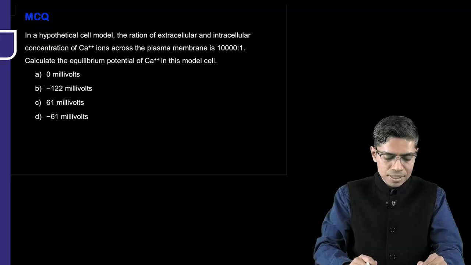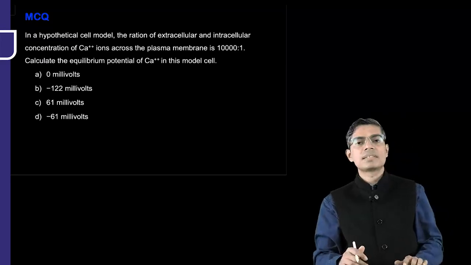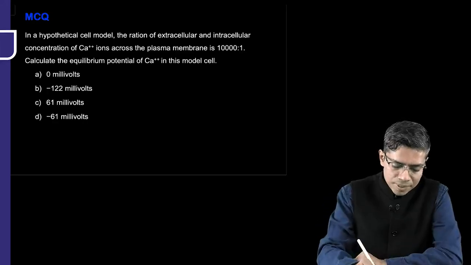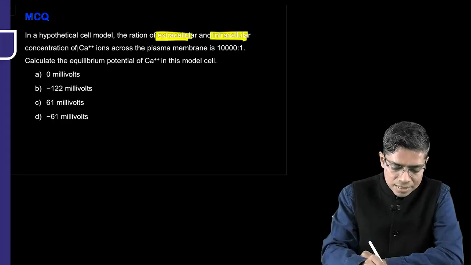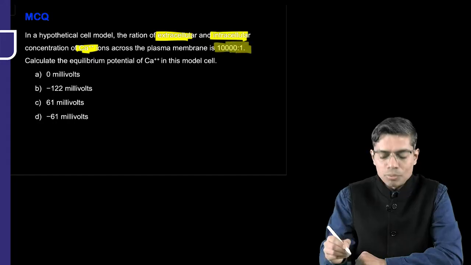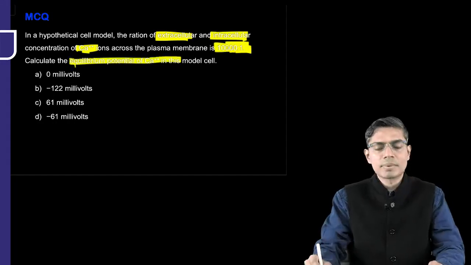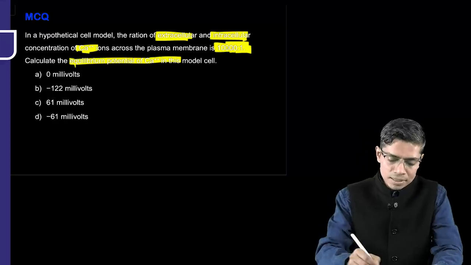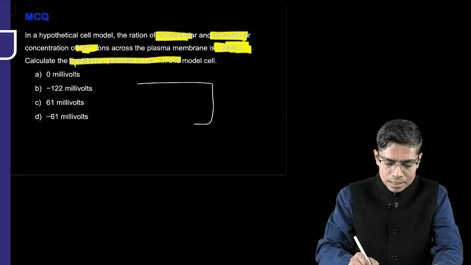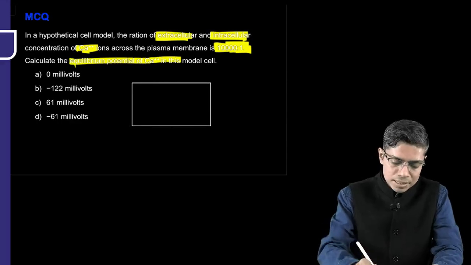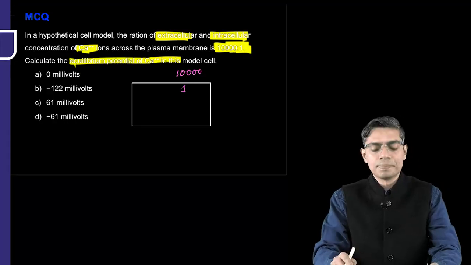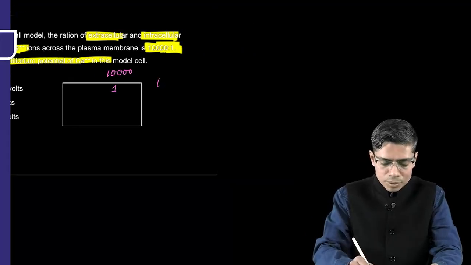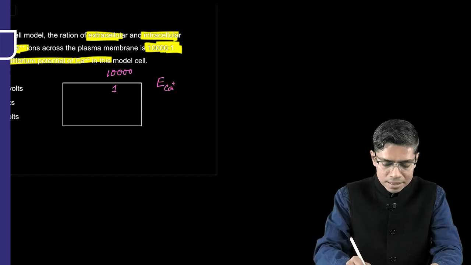And the next question, in a hypothetical cell model, the ratio of extracellular and intracellular calcium concentration is 10,000:1. Calculate the equilibrium potential of calcium in this cell. So what they are asking is, this is a model cell, and in this model cell they are giving you the concentration of calcium between outside and inside as 10,000:1. So I am going to calculate the equilibrium potential of calcium in this cell.